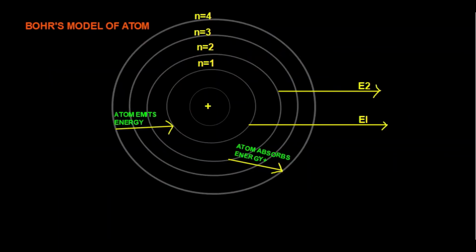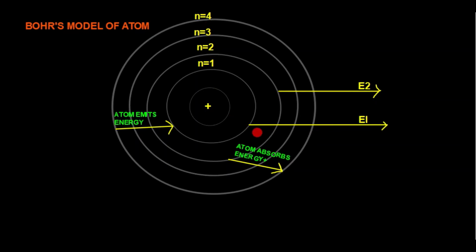Now we will see Bohr's model of the atom. Here we can notice this is Bohr's model of the atom. This is the nucleus. This is the first energy level, that is K shell, where n is equal to 1. This is the second energy level where n is equal to 2. This is the third energy level where n is equal to 3, and this is the fourth energy level where n is equal to 4.